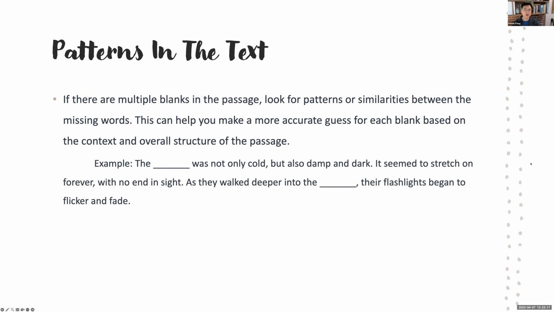It seemed to stretch on forever with no end in sight. As they walk deeper into the what, their flashlights begin to flicker and fade. So what is long, interminably long? What is cold and damp and out of the light and therefore very dark, right? Can you see that there's a pattern here?